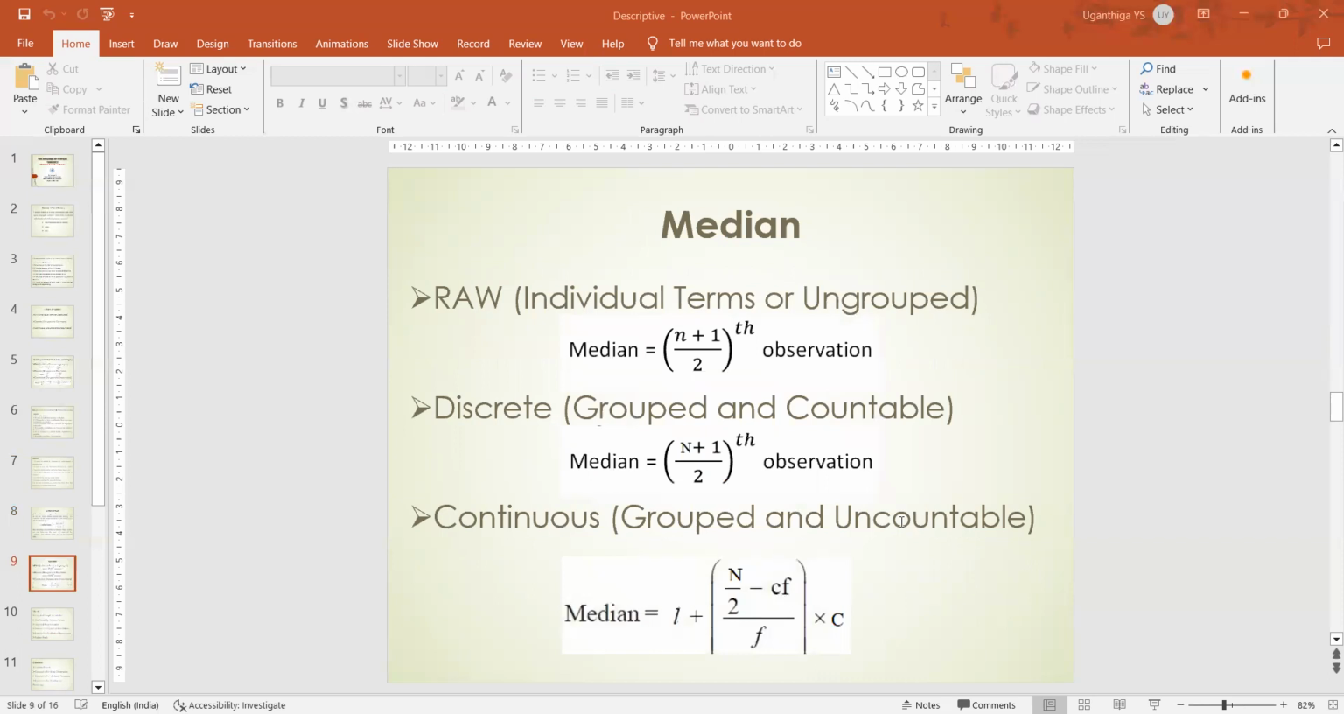So the next measure is the median. Median we can also call a positional average. For raw, discrete, and continuous data we have different formulas. For raw data, the (n plus 1) by 2 th observation is the median. In the same way, for a discrete series, the (capital N plus 1) by 2 th observation. Here we differentiate capital N and small n: small n is the number of terms and capital N is the last cumulative frequency. Then for the continuous series, we have a separate formula: l plus (n by 2 minus cf) by f into c. With this, we can calculate the median.